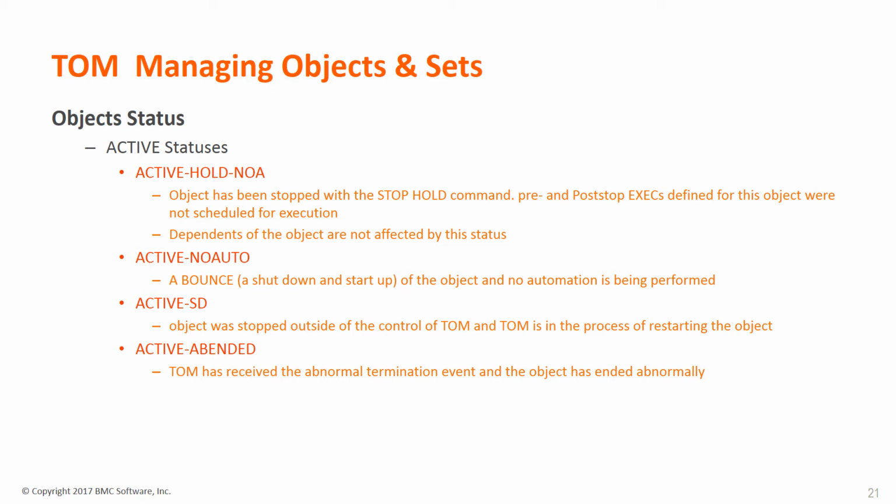Active no auto means that a bounce was issued, but no automation is being performed to support that. Active SD indicates that the object was stopped outside of Tom, but Tom is currently restarting the object. If you see active appended, that means that Tom has seen the abnormal termination event that was defined in the object definition and that the object has issued that message or met that criteria.